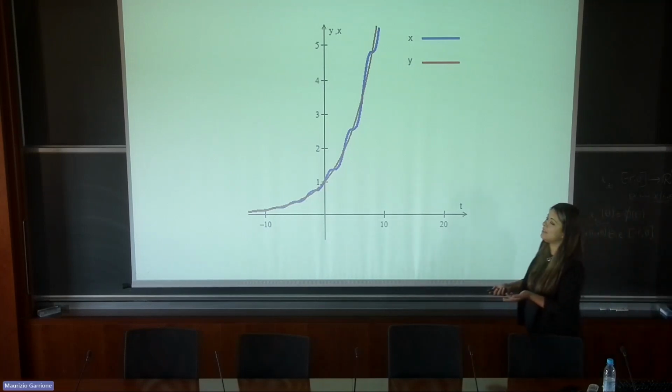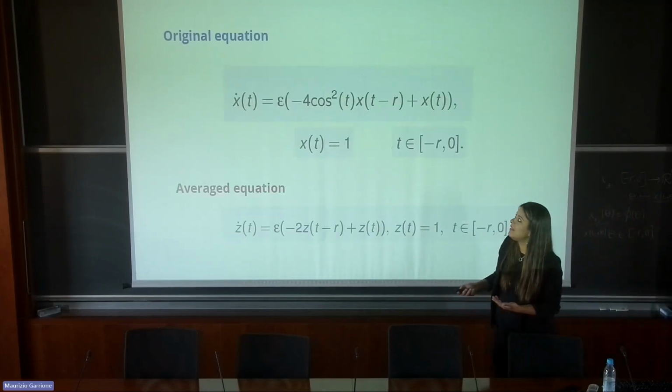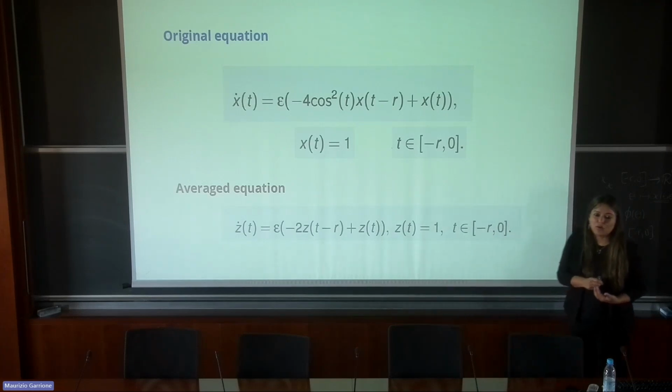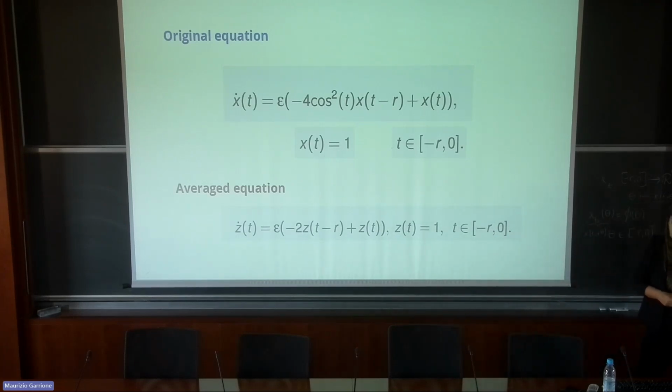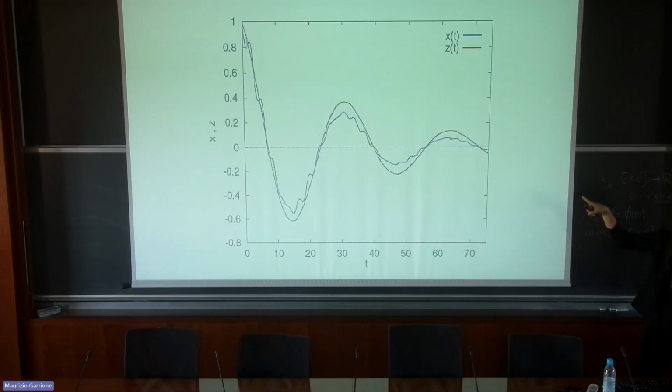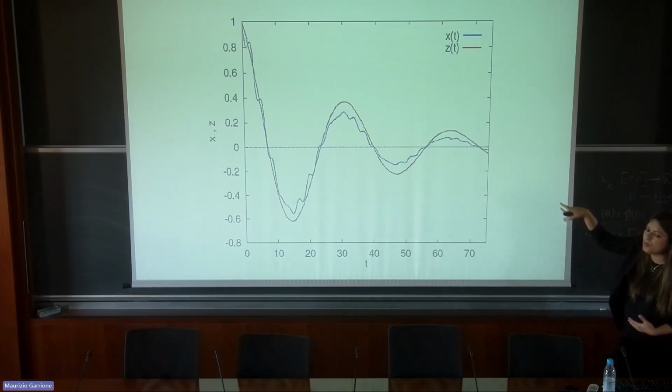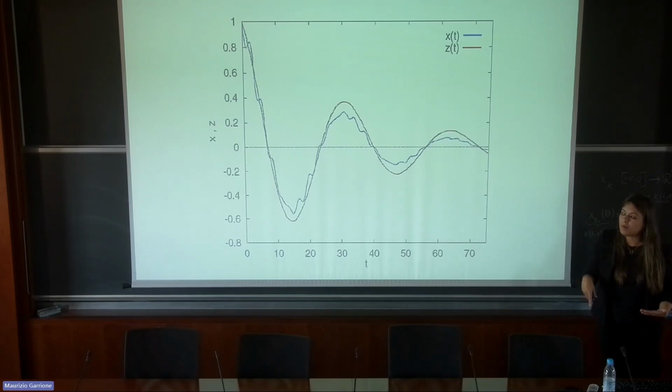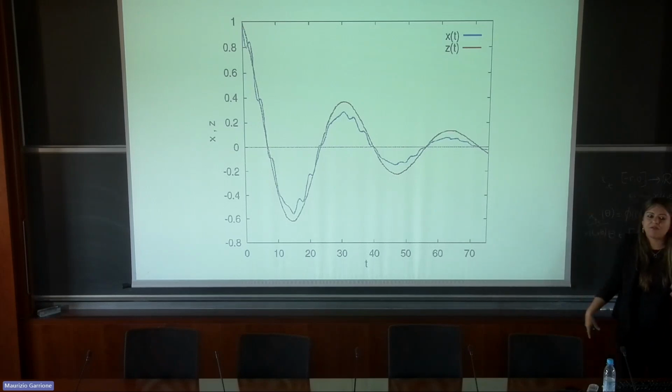Then when we pass this to the delay equation, we can have the same. Also, we can have the averaging principle for the case of a delay. And here, this is the original equation that we have. And making the same formulation, we can calculate the averaged equation. And again, we can see that they are very close to each other. So here, in red, we have the solution of the averaged equation, and in blue, we have the solution of the original equation.